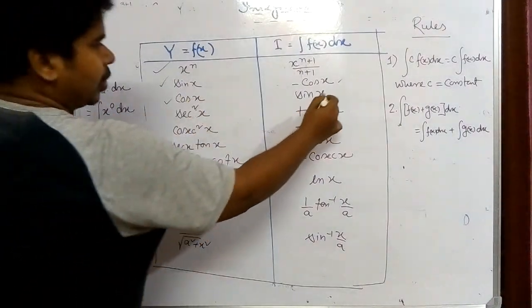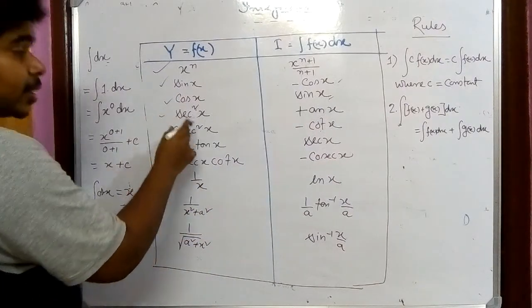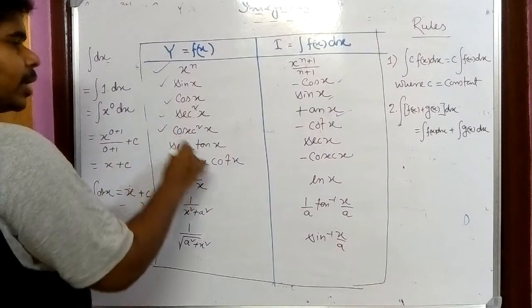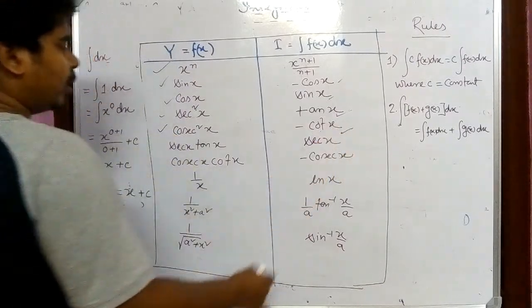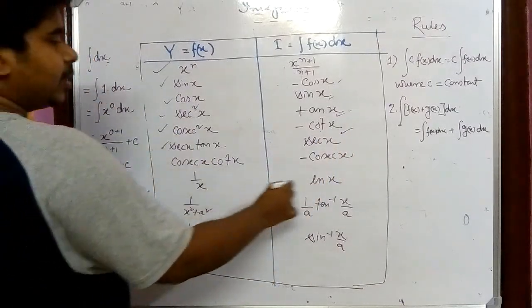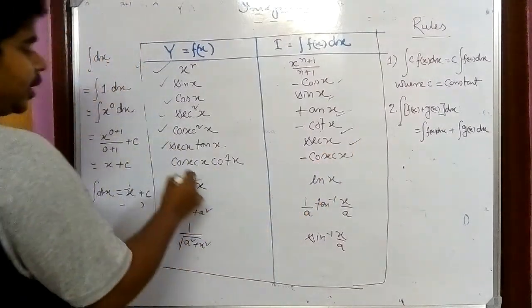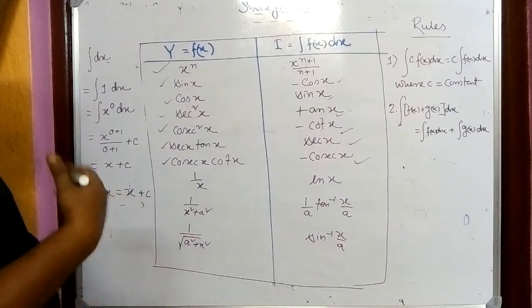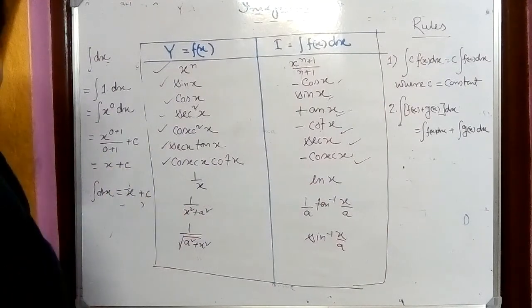Integration of cos x equals sin x. Integration of sec square x equals tan x. Integration of cosec square x equals minus cot x. Integration of sec x tan x equals sec x. Integration of cosec x cot x equals minus cosec x. For now, in this class you have to remember these things, nothing else.